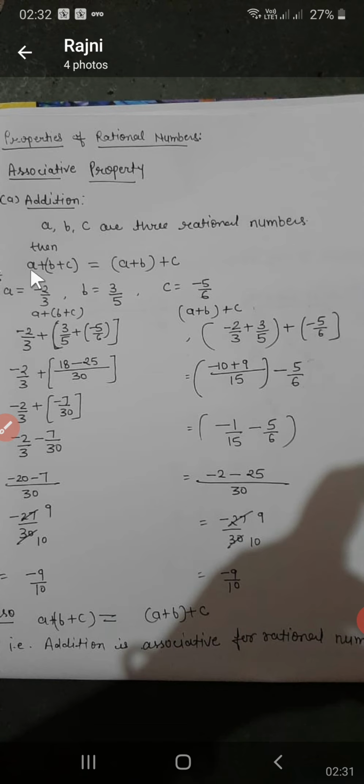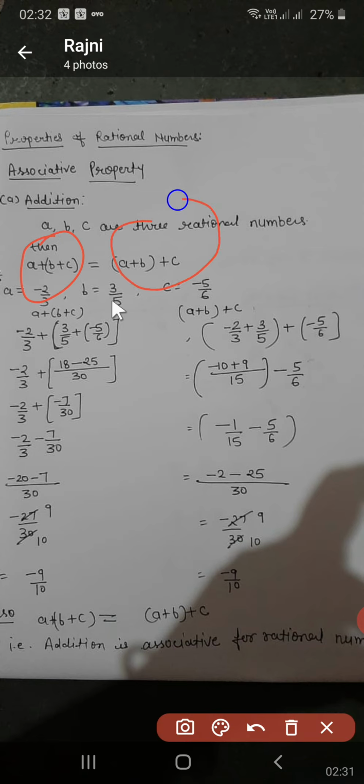You have to put values for A, B and C, and check that the left hand side should be equal to the right hand side. If both the values are equal, then we can say addition is associative for rational numbers. So let's see here.